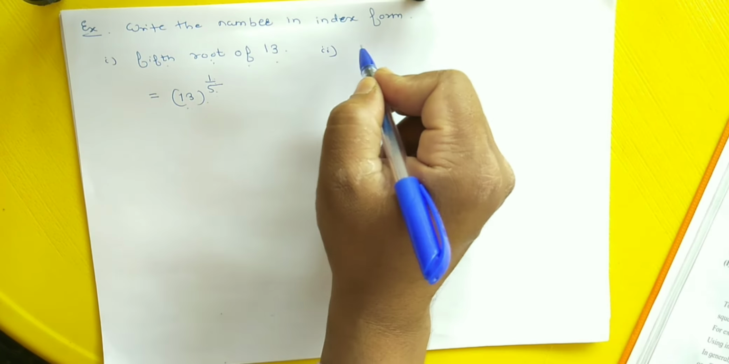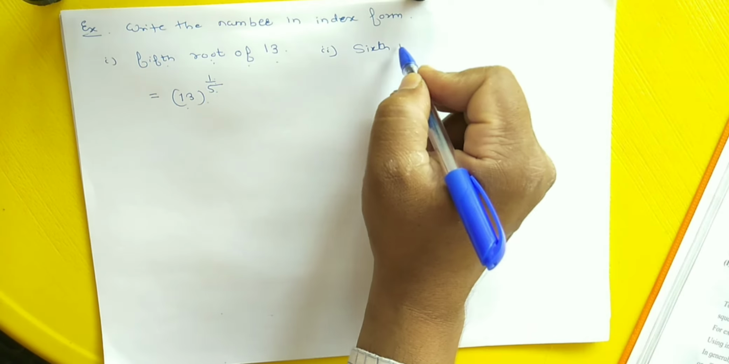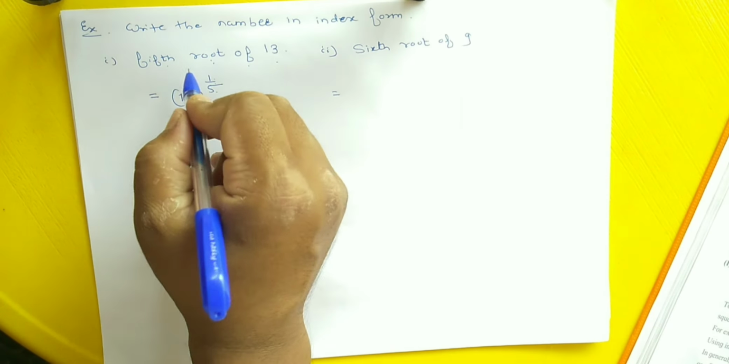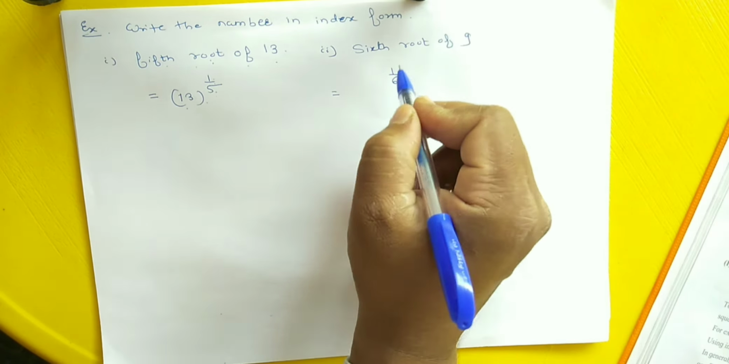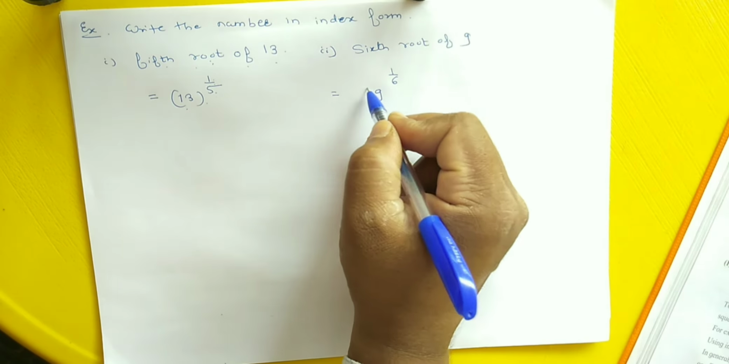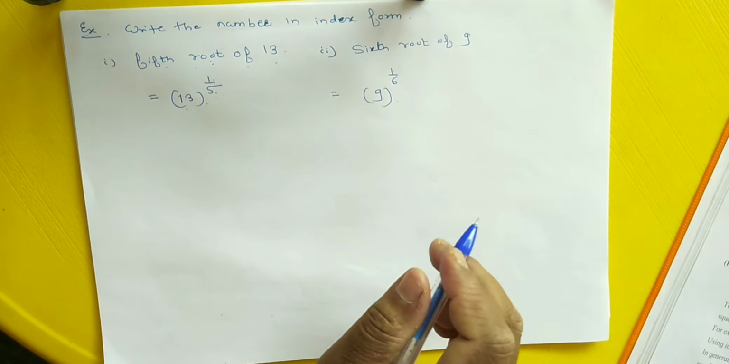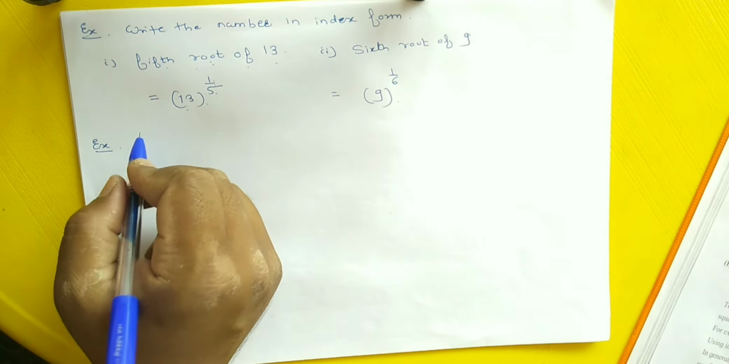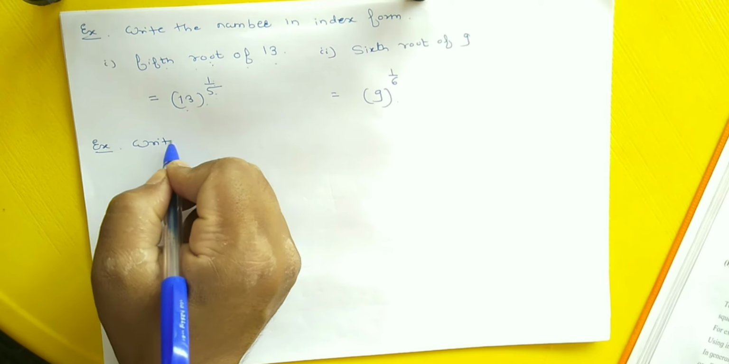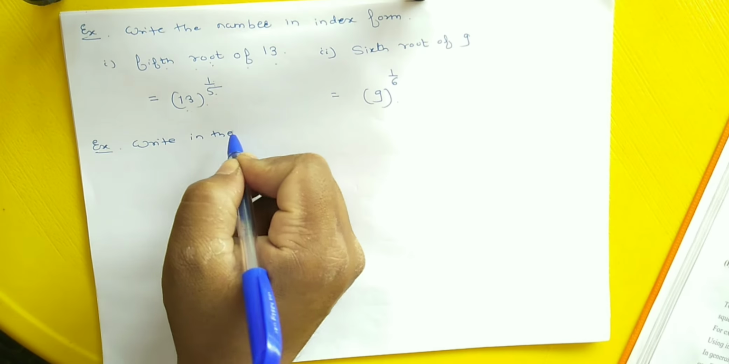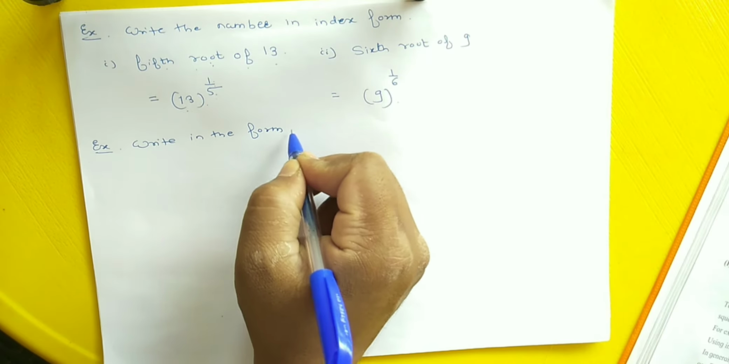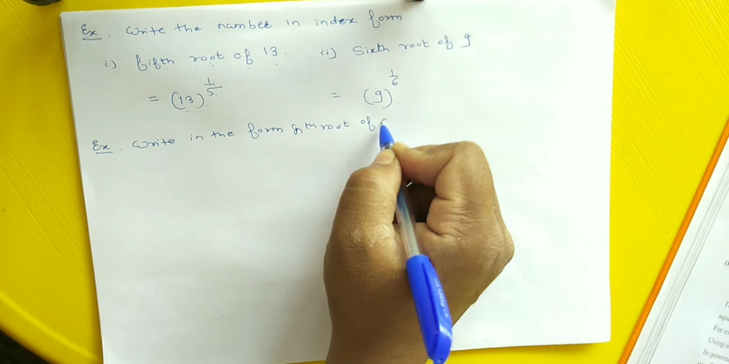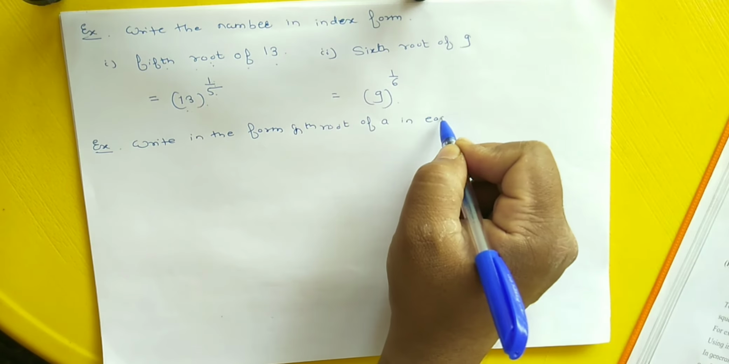Let us take one more example: the sixth root of 9. Again, sixth root means 1 by 6 power of 9, so 9 to the power 1 upon 6. Now the second way of asking the question: write in the form of nth root of a in each of the following numbers.